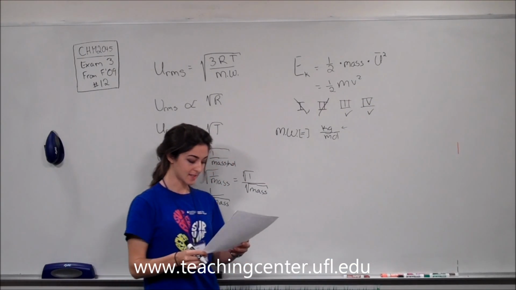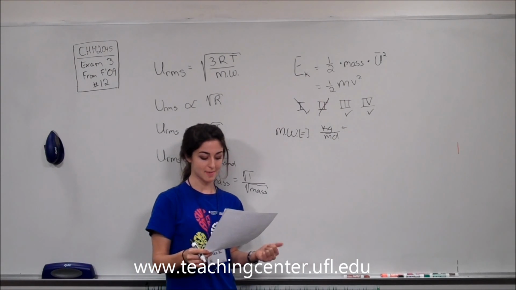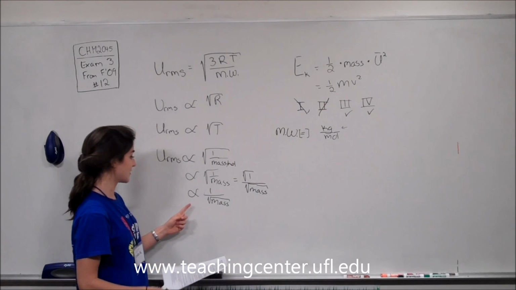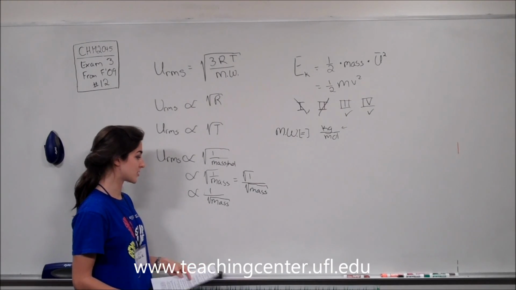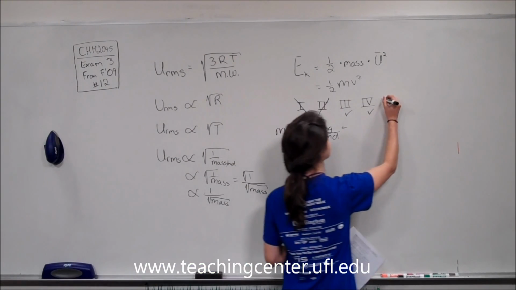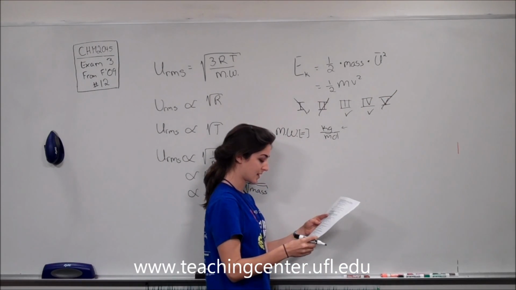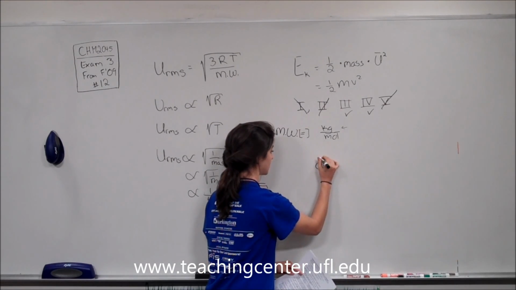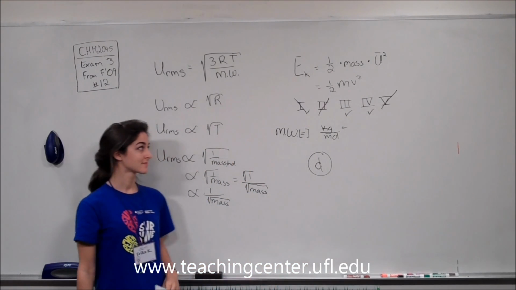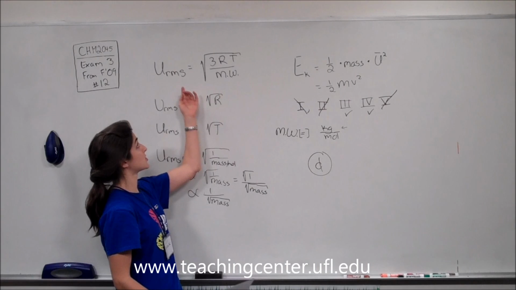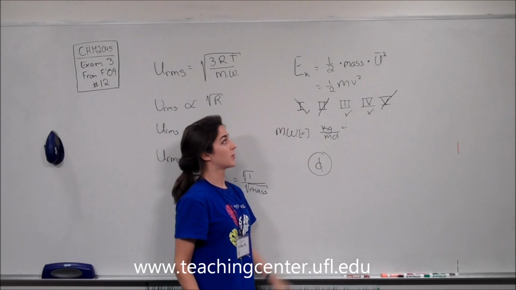Now the last one says that it's directly proportional to the square root of its mass. Now this is saying the same thing as number 4, except that it's directly proportional. So since we found here that it's inversely proportional to the square root of mass, we know that number 5 can't be true. So number 5 is also false. So our answer choice is going to be D, where it says that number 3 and number 4 are indeed true. So what you need to know from this problem is the equation for root mean square speed and how to relate it to each of these pieces, and to know what kinetic energy is.